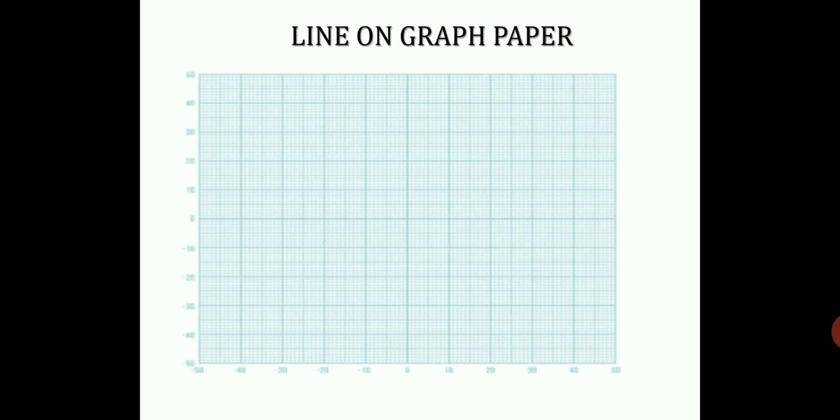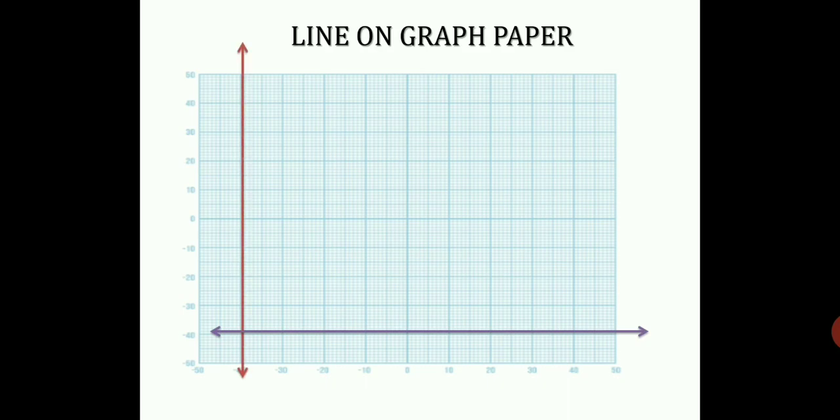Graphical representation means a line on graph paper. In Standard 9 we studied on graph paper. So this is our graph paper, and on it we draw our axes, the x axis and the y axis. Now there are the coordinates, from 0 to 9 on the x axis and 0 to 9 on the y axis.